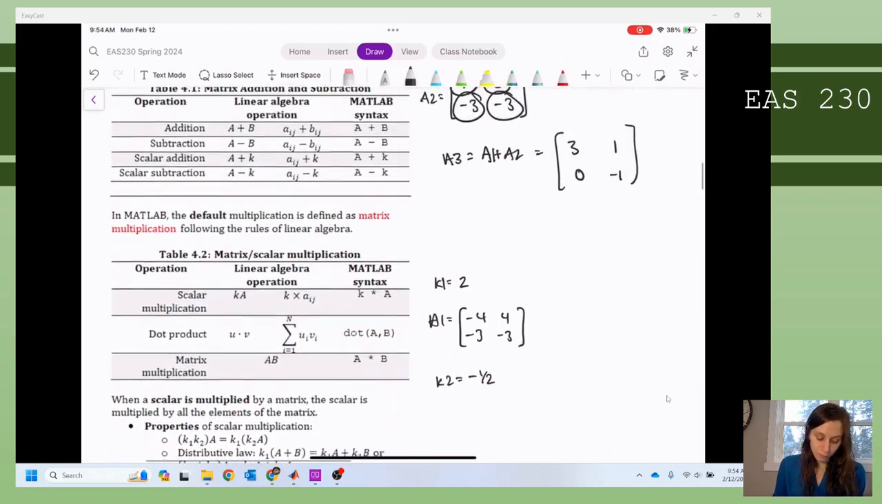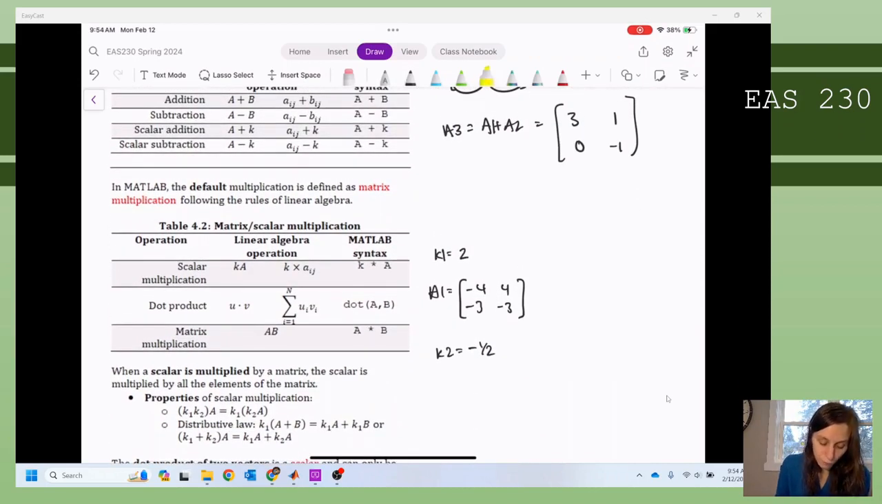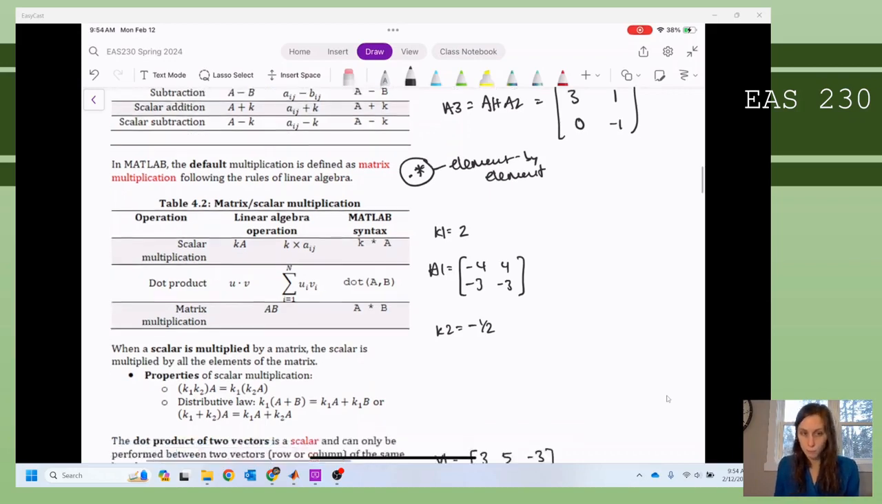Matrix multiplication. The default multiplication is matrix multiplication defined by linear algebra. This is different from the element by element. If you want to do element by element, you need the dot. Because matrix multiplication is a bit confusing usually the first time for students.